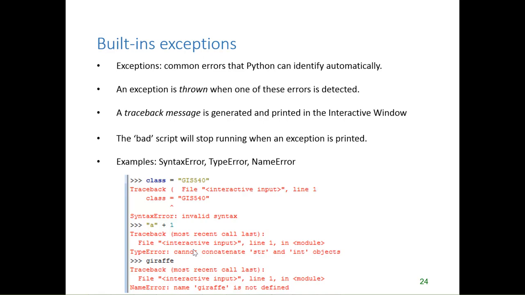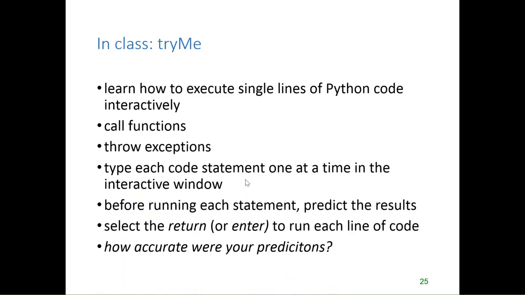So the bad script that has an error, an exception in it, will stop running when an exception is printed. And some examples of types of exceptions are syntax error, type error, name error, and so forth. And we'll get into the details of built-in exceptions a little later when we talk about how to handle those within the code. We have another exercise to try.